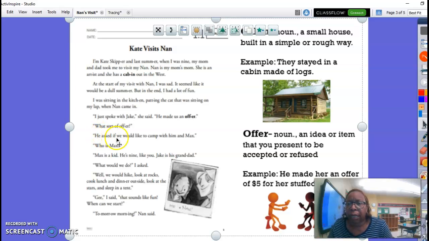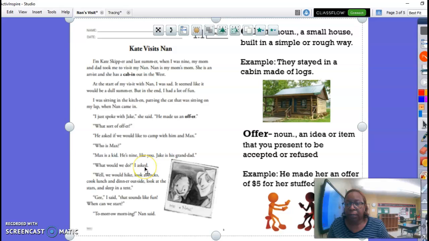So he asked if we would like to camp with him and Max. So then Kate said, well, who is Max? Max is a kid. He's 9, so that's the same age as Kate, because Kate said that she was 9. And her grandmother said, Max is a kid. He's 9 like you. Jake is his granddad, his grandfather, his pawpaw, his grandpa, whatever you call your grandfather, his granddad.